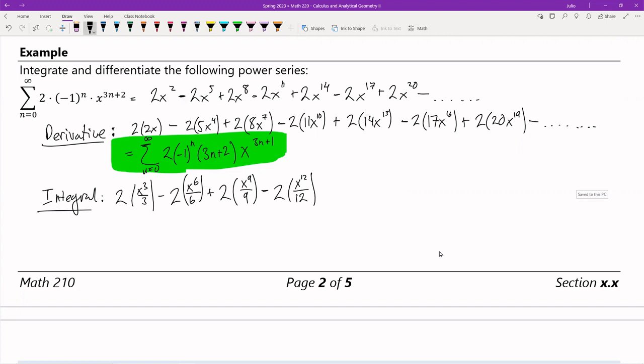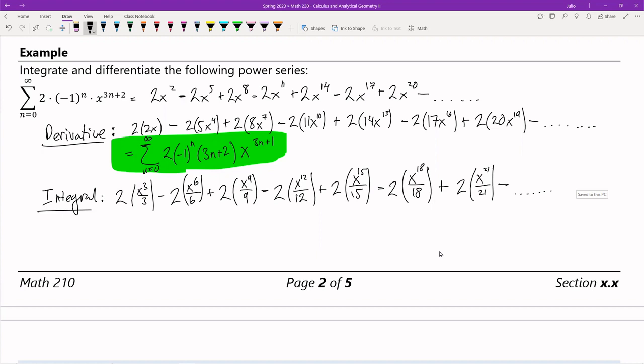Plus 2. The integral of x to the 14th is x to the 15th over 15. Hopefully you see what's going on. Minus 2 times x to the 18th over 18, right? Plus 2 x to the 21 over 21, right? Minus dot, dot, dot.